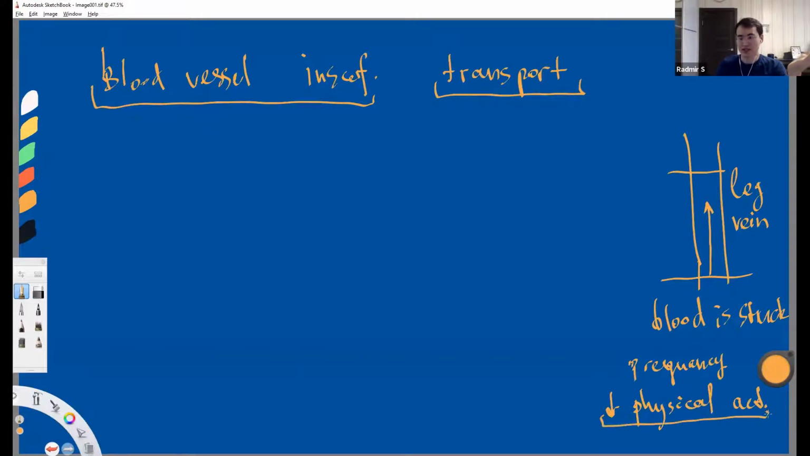Let's say they don't do physical exercises, so their muscles are not strong, and they cannot provide the veins with a pump function. Whenever we contract our muscles, the muscle contraction is the pumping of our veins. So this is equal to muscle contraction. In this case also, we will have the stuck blood in our veins.